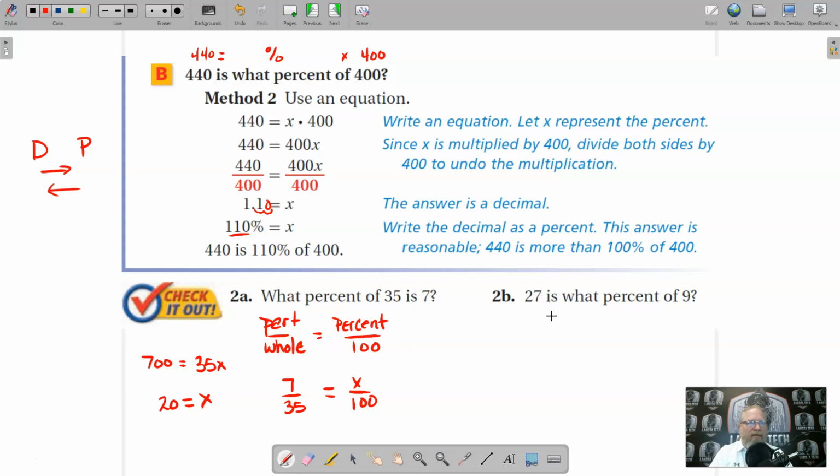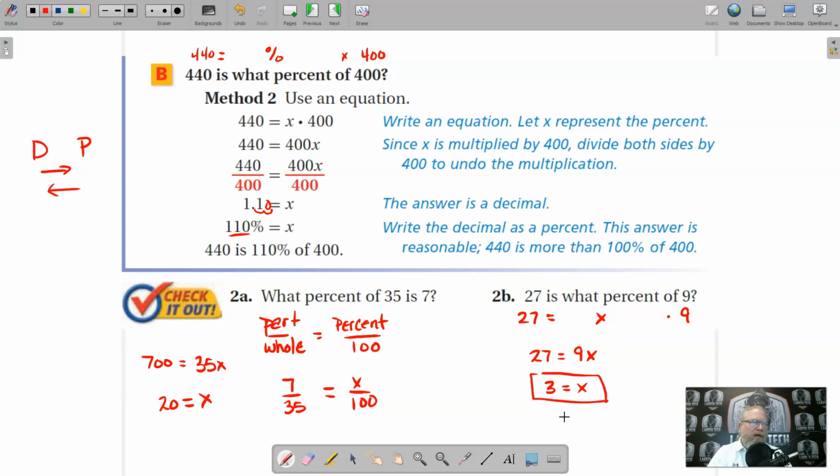So 27% is what percent, the unknown, of 9. So we have 27 equals X times 9, or 27 equals 9X. Divide both sides by 9, and 27 divided by 9 is 3. Therefore, in this case, X equals 3. But it wants to know the percent. So we need to go ahead and move. 27 is what percent of 9?